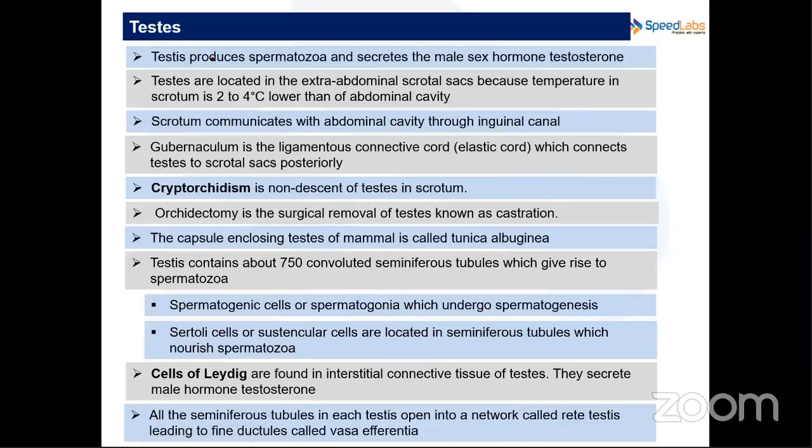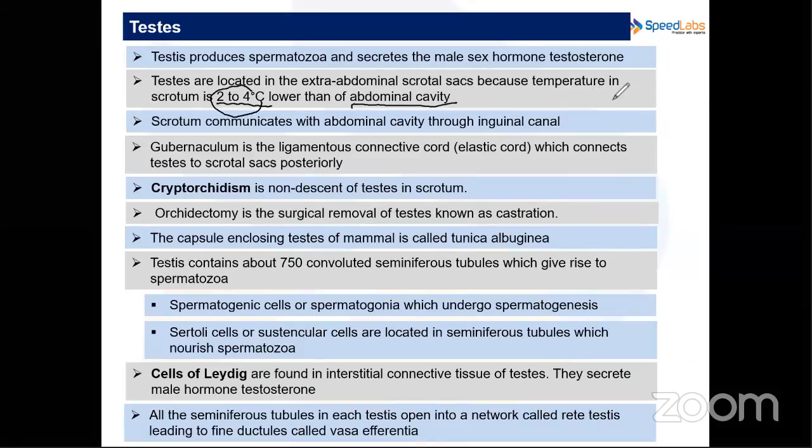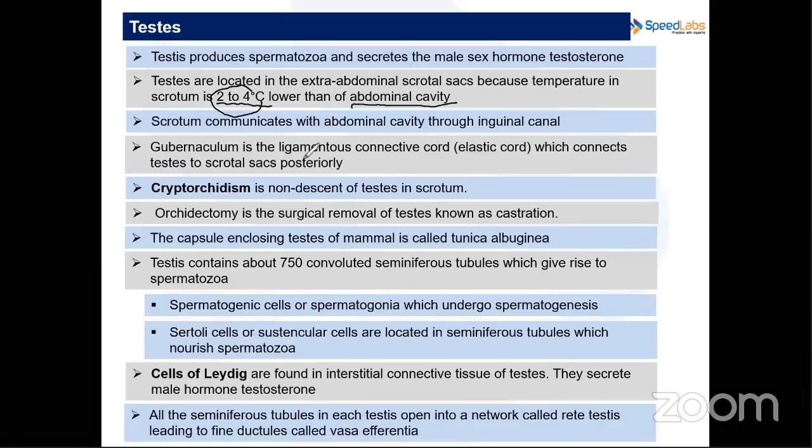Okay. So in this slide, you can see that testis produces spermatozoa and secretes the male hormone. What I want to explain is that testis is extra abdominal in position. Because sperm production requires a temperature 2 to 4 degrees, or some books write 2 to 3 degrees Celsius lower than that of the abdominal cavity. Otherwise, the sperms will be destroyed. Now see what happens.